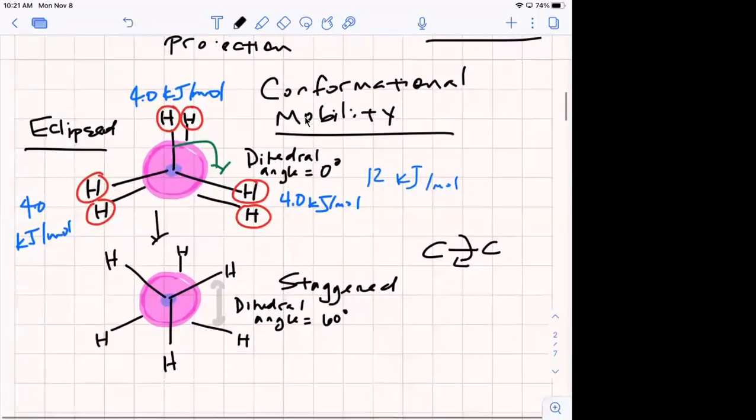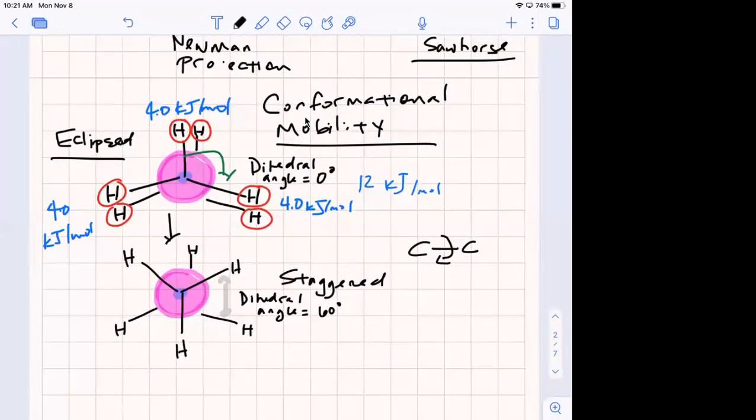All right. So anytime I need to get to another conformation, I can do it by rotating around the carbon-carbon bond. And the staggered conformation is always going to be the most stable conformation. So staggered is better than eclipsed. And in a Newman projection, that's what you're trying to get to.